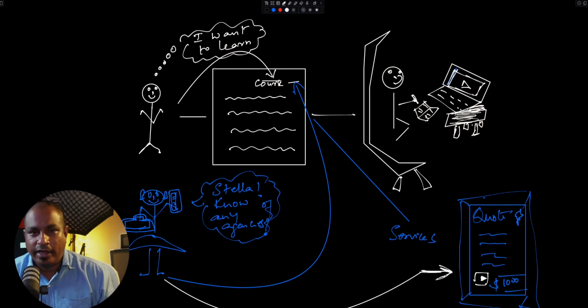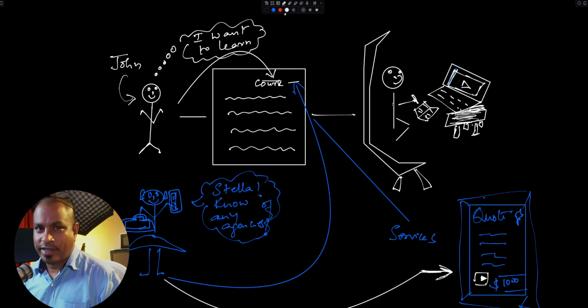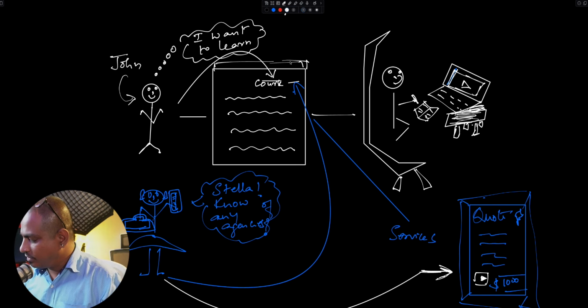Let me show you a scenario which you all would be able to relate to. This is John. John has been in the market to learn something for a long time, and John finally stumbled on a website which had a course offering in it. And then John quickly goes ahead and starts enrolling in that course. Now, this is on the same website, a website called, let's say, xyz.com.